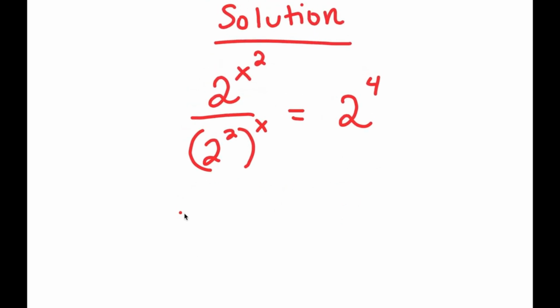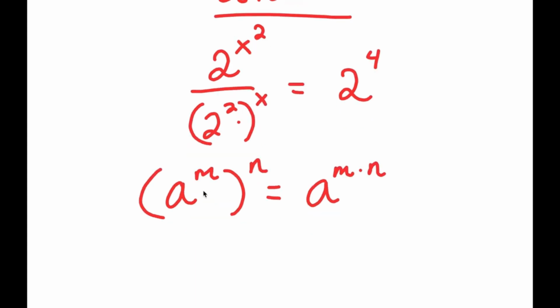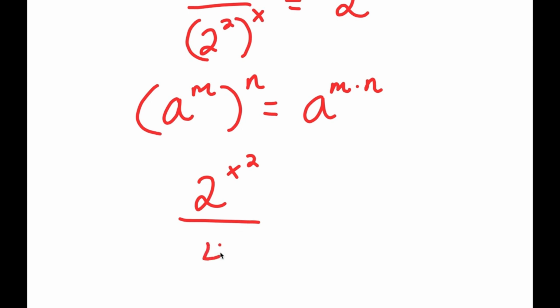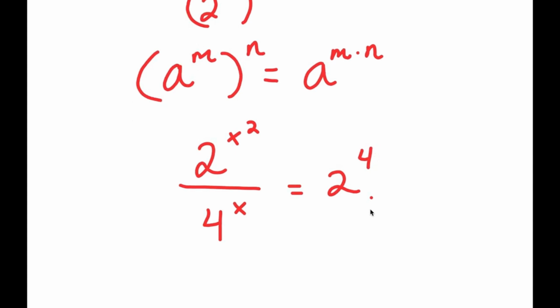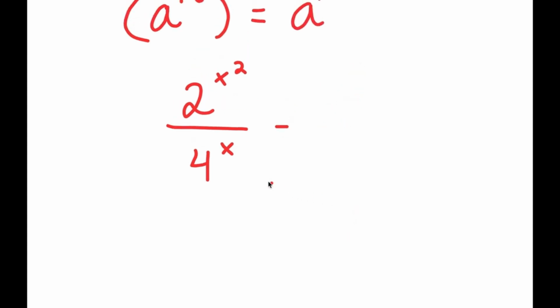Now from here, if I have something in the form a to the power of m to the power of n, this is equal to a to the power of m times n. So 2 squared to the power of x, I can rewrite that as 2 to the power of 2x, which is equal to 2 to the power of 4.